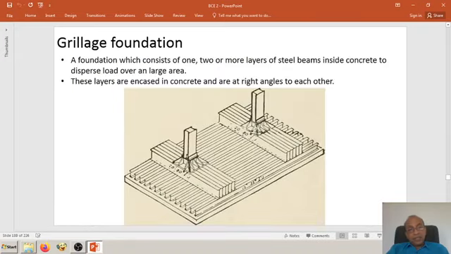Next we can see what a grillage foundation is. It's a foundation which consists of one, two or more layers of steel beams inside concrete to disperse the load over a large area. These layers are encased in concrete and are at right angles to each other.